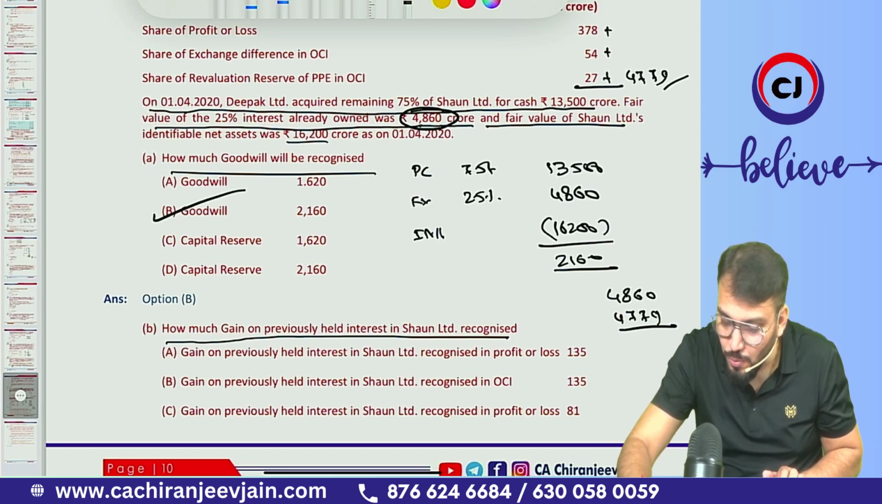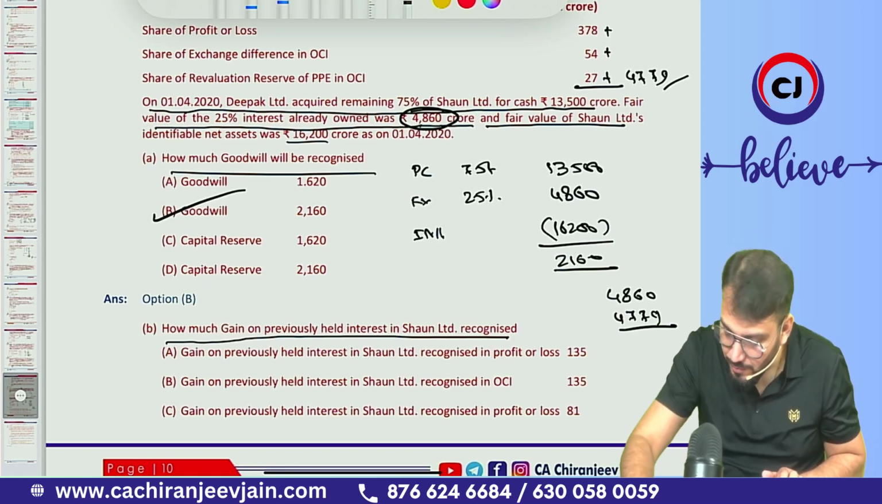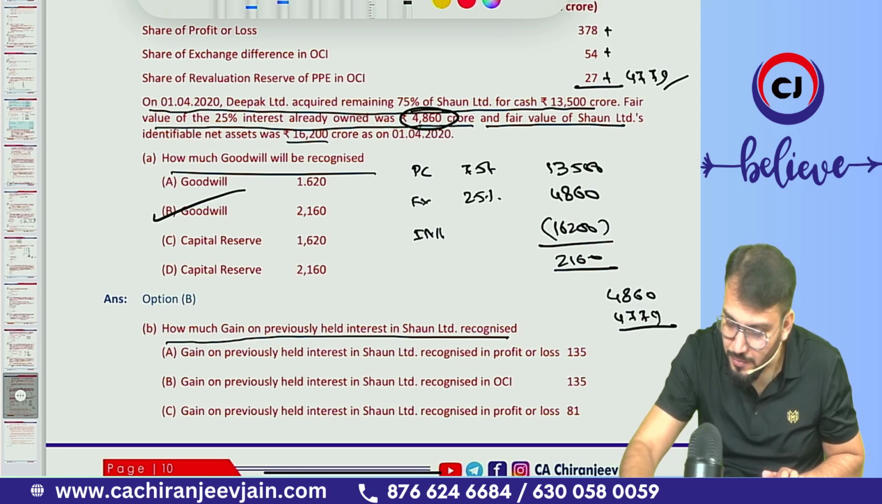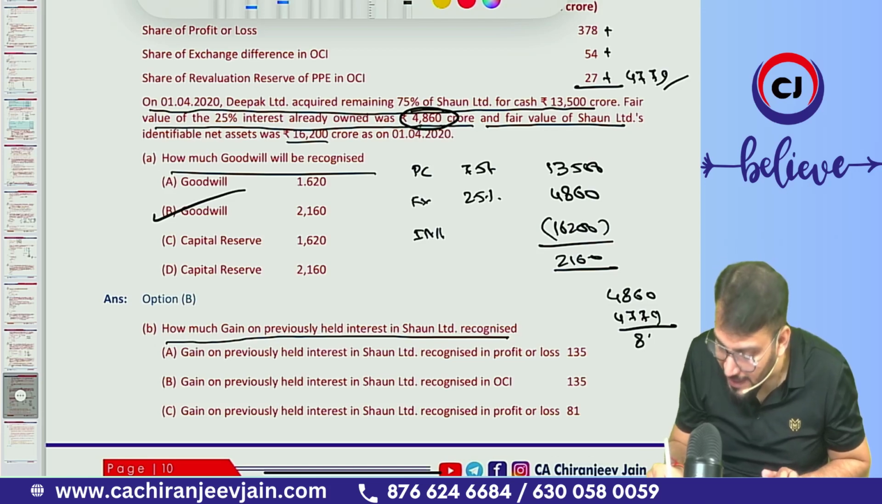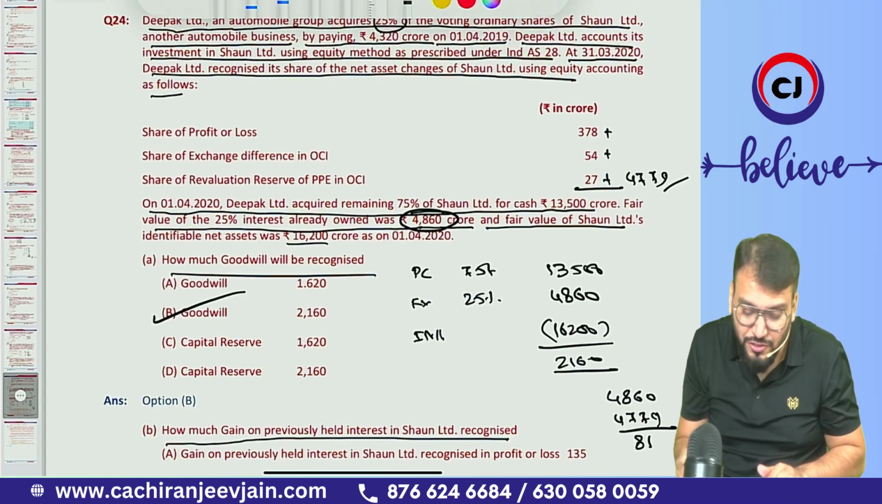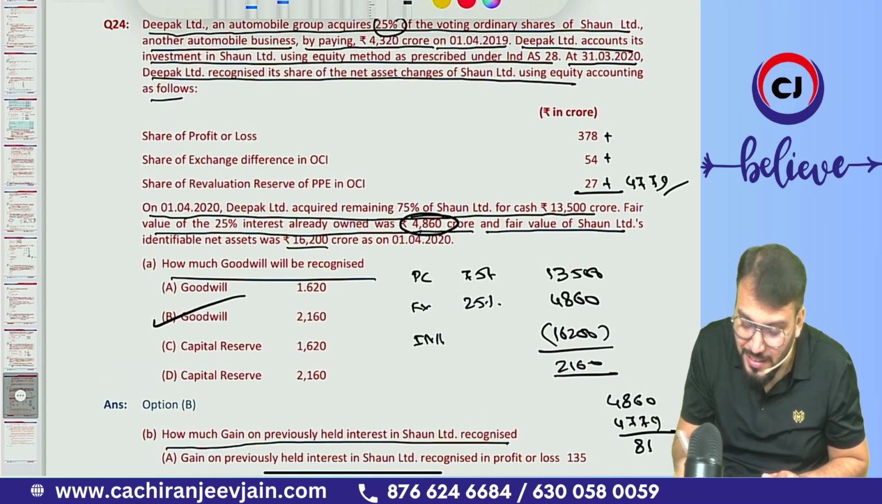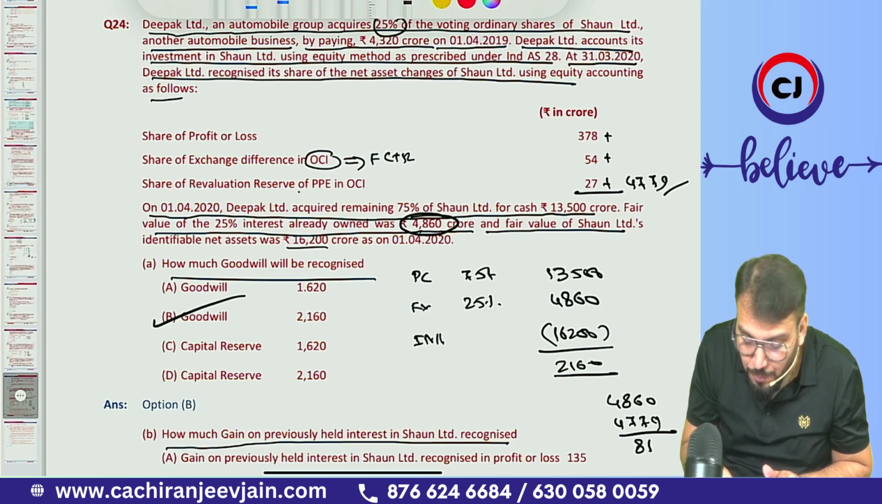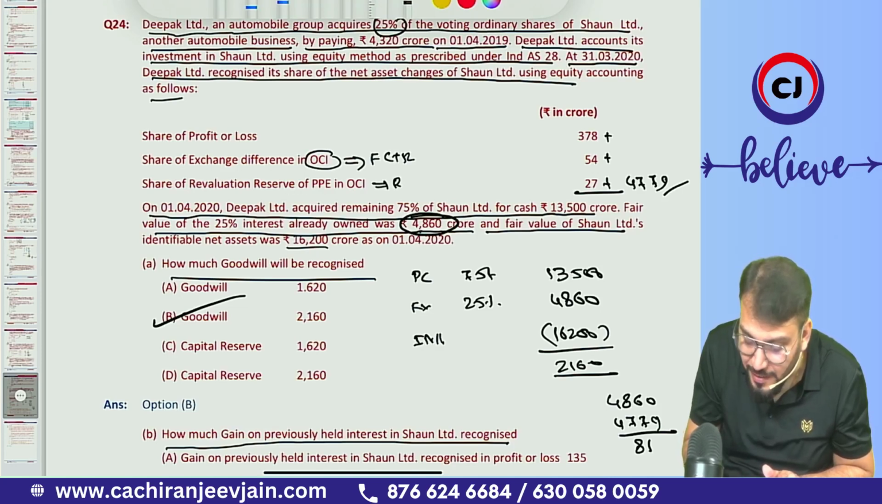4860 plus 4779. Second, 4860 minus 4779 is coming 81. 81 is the gain. This is remeasurement gain. But there is one more gain. You can see share of exchange difference OCI. Can you see this is OCI and accumulated in FCTR? And share revaluation reserve of PP in OCI. This is accumulated in revaluation surplus.